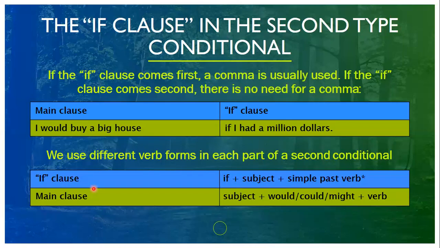In the case of the main clause, you will need the following elements. A subject, and you're going to need the modal verb, either would, could, or might. In this case, all of them mean the same.